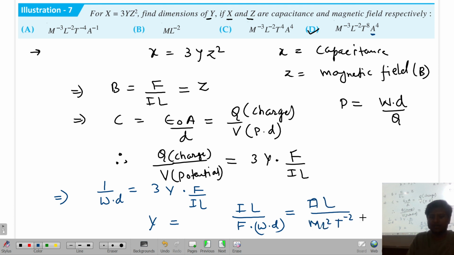Force is M L T to the power of minus 2. Work done is M L square T to the power of minus 2. You are getting a similar answer, yes or no? M to the power of minus 3 appears, L to the power of minus 2, and this and this will get cancelled. Z square is there. So this will be I square, L square, F square, M square L square to the power of minus 4. So based upon this, you can do it.